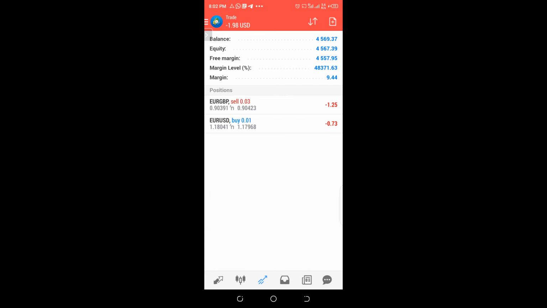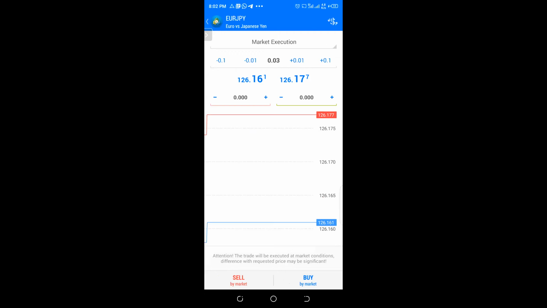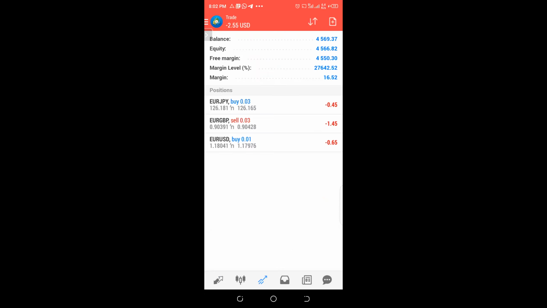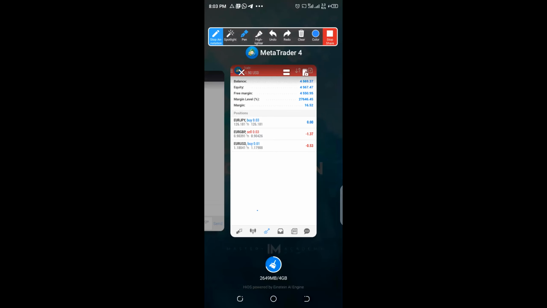But when we are talking about JPY, let me enter a JPY trade. Look at the JPY trade I just entered. They are special. 126.181. Sorry, I'm not explaining JPY yet.